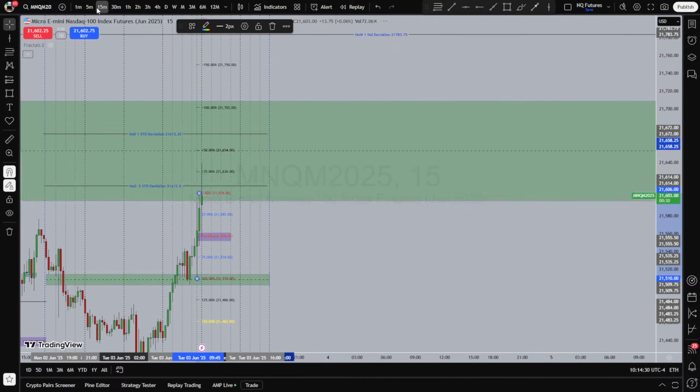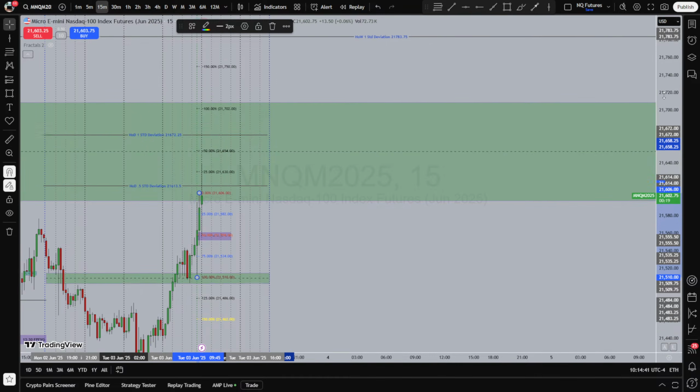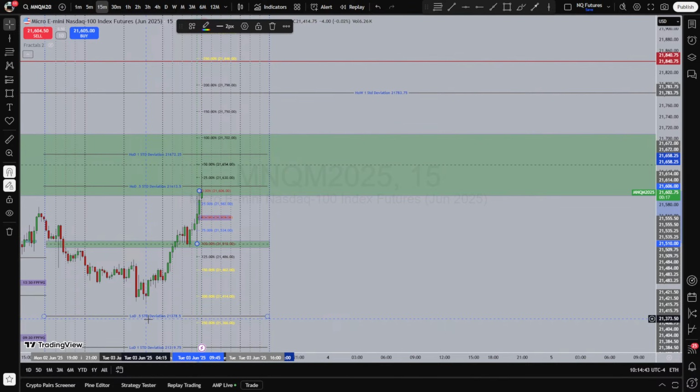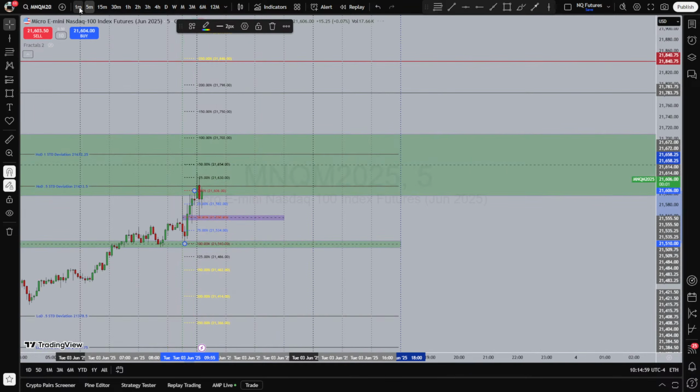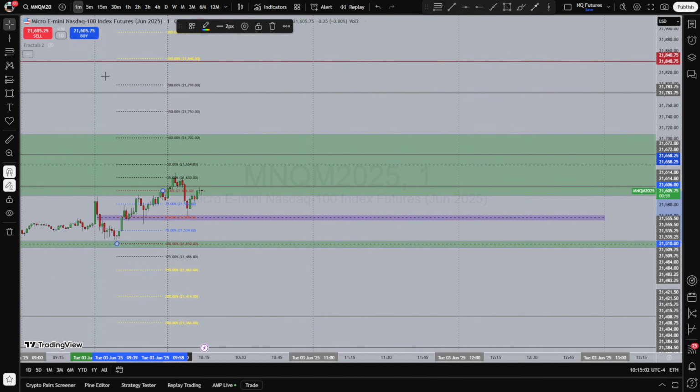So see that high of day half standard deviation, and then I have the high of day one standard deviation at the top. As well, I have the low of day half standard deviation and the low of day one standard deviation. That is my map. That's what I trade within. How do I know which direction it's going? Okay, I go based on the overall trend on the higher time frames. Very simple.